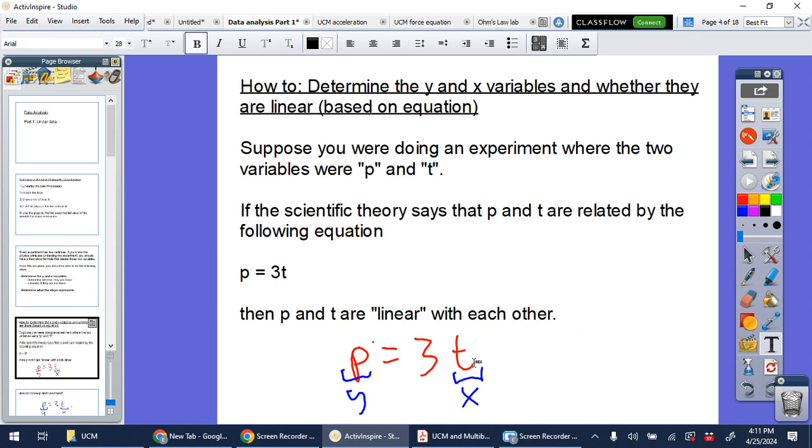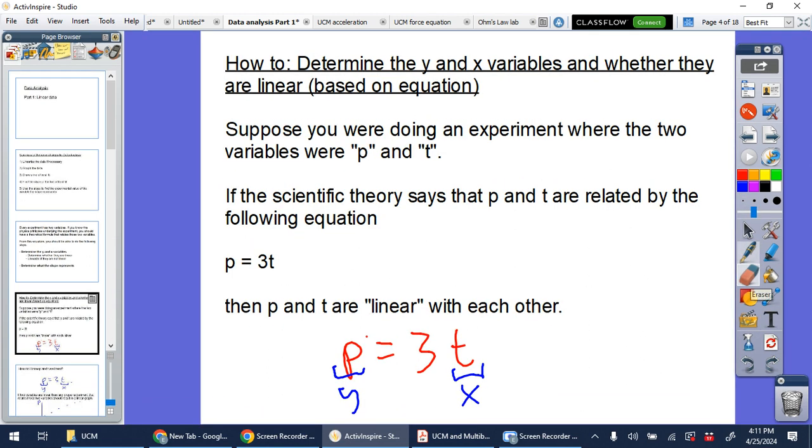All right. Now let me break down how I knew which one was y, which was x, and how they were linear. Okay. First thing, you want to understand that all linear equations, you probably learned this in Algebra 1, not all, but a common linear equation is put in the form of y equals mx.